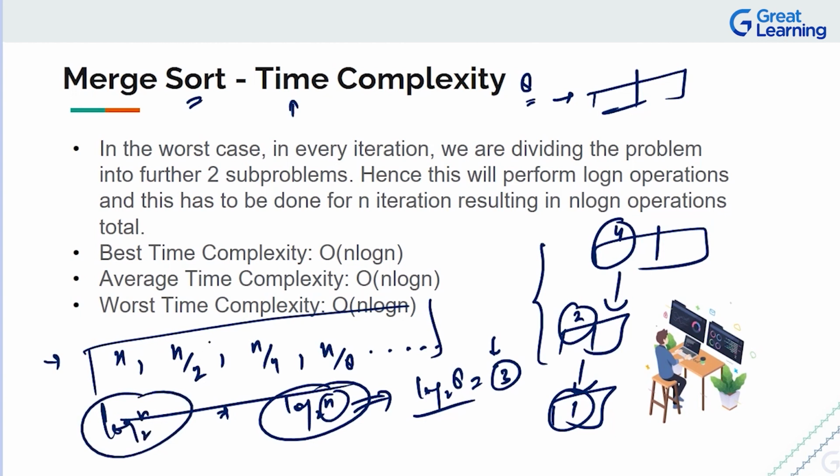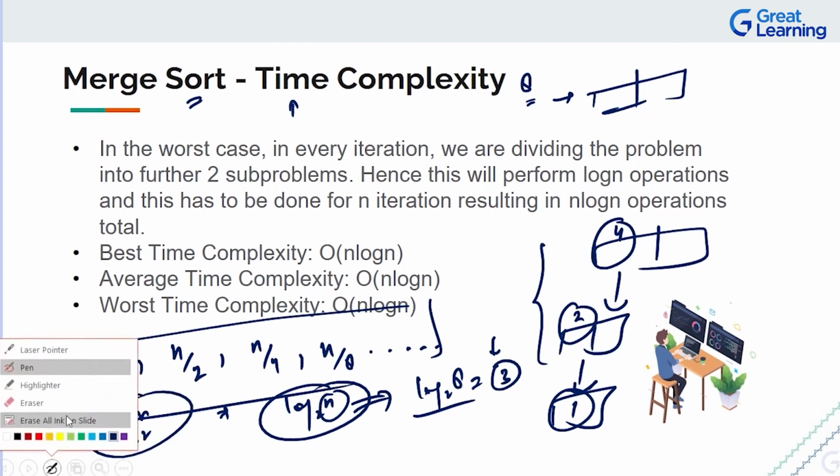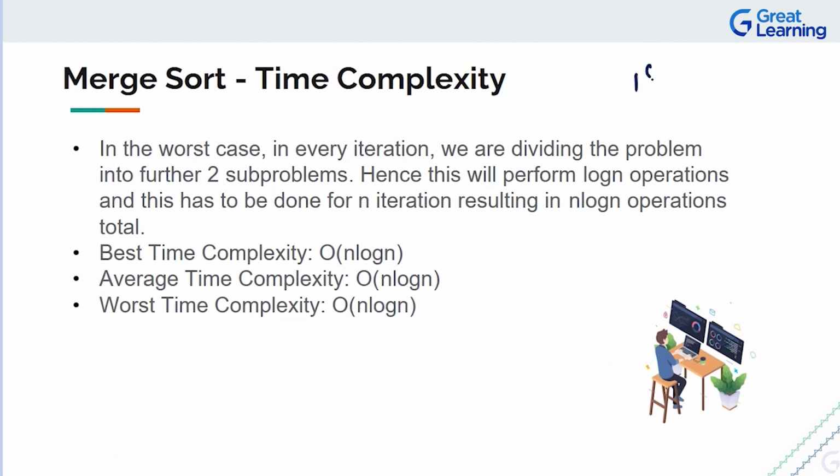Right? So this is the scenario, but this is a scenario only for the first phase when you are dividing it. But then you are also merging it. That is the second phase. In that phase, you are doing it for all the n operations or all the n elements or iterations.